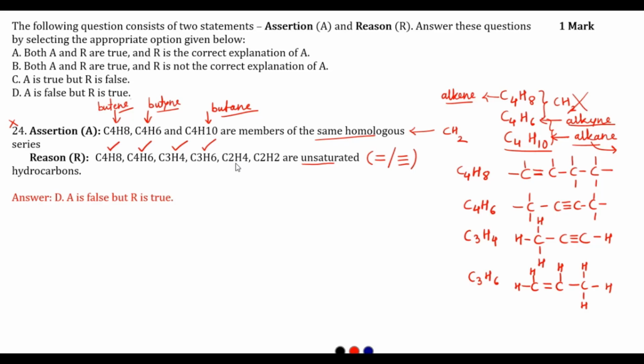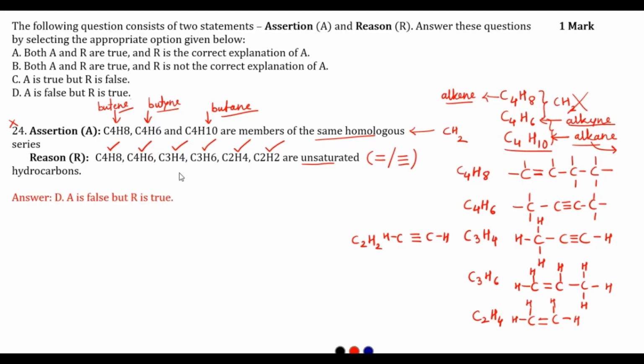Now see the next one, C2H4. Very easy. C2H4. 1, 2, 3, 4. So each carbon requires 2 bonds. So I'll write 2 bonds here. So this is also unsaturated. And the last one, C2H2, it is not ethene, it is ethyne. So I will write the structure of this. C and C, only 2 hydrogens. So how many bonds here? There should be 3 bonds. So it is alkyne, ethyne. So this is also unsaturated.